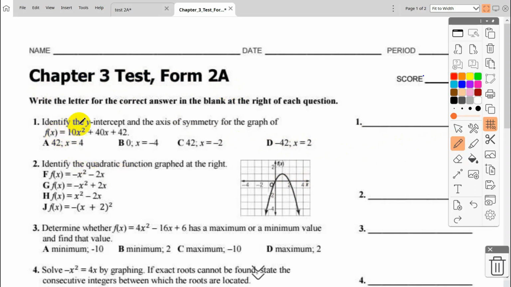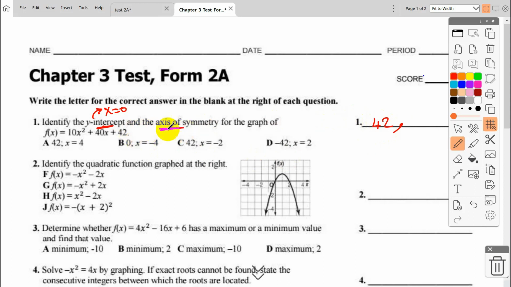So question 1: identify the y-intercept and axis of symmetry for the graph of f of x. In order to find the y-intercept, I'm going to put x equals 0. So this x will be 0, this x will be 0, 10 times 0 is 0, plus 40 times 0 is 0, 0 plus 0 plus 42, it will be 42.